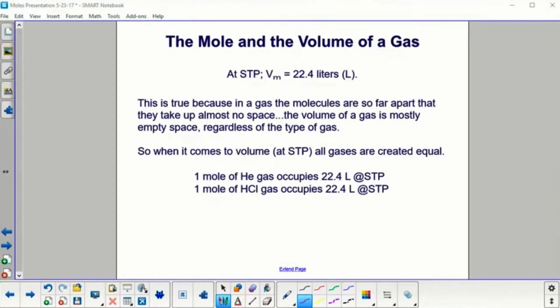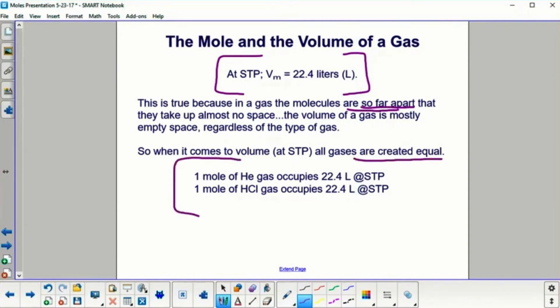This seems counterintuitive, that even at STP all gases occupy 22.4 liters, because some gases have a greater molecular mass than others. But in a gas, the molecules are so far apart that they take up almost no space. The volume of a gas is mostly empty space. There's nothing there. You could consider it a vacuum, frankly, between the gaseous molecules. And that is regardless of the type of gas. So when it comes to volume at STP, all gases are created equal.